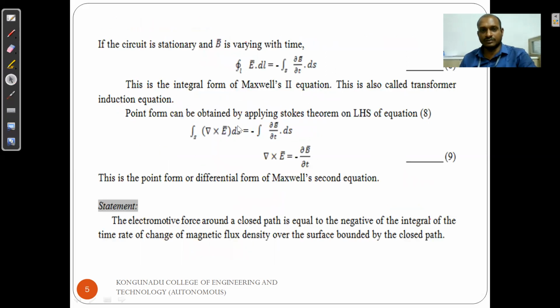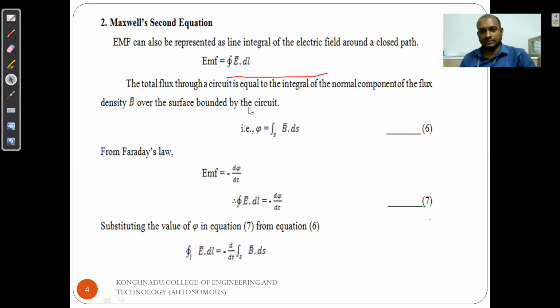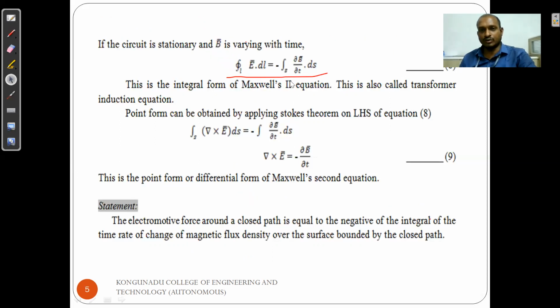Next, the equation becomes line integral E dot dl is equal to minus surface integral dou B by dou t into ds. We are going to write d by dt as dou B by dou t. So this is the integral form of Maxwell equation number 2. It is also called transformer induction equation. So line integral of E dot dl is equal to minus surface integral dou B by dou t into ds.